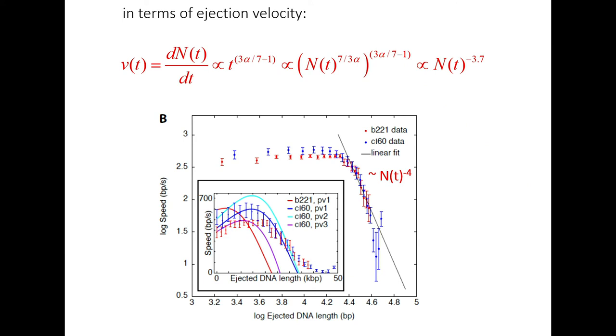So you can also do it in terms of velocity. It's just a matter of differentiation, and it's a bit more noisy, but we predict minus 3 over 7, and we find, with an error, minus 4. So that's all pretty okay.